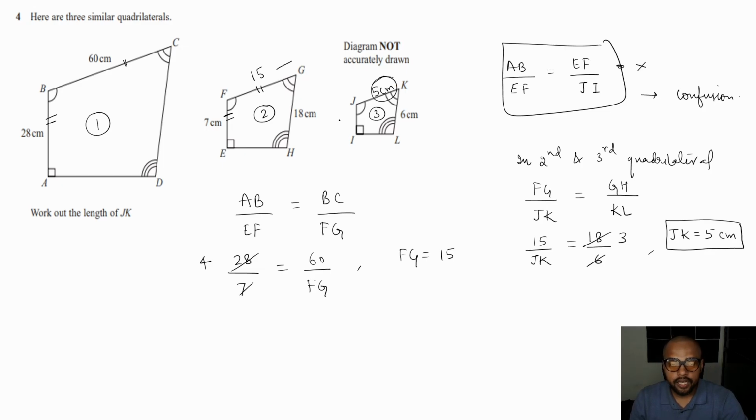If the two figures are similar in nature, it means that their sides will be proportional. So AB by EF will be equal to EF by JI. Similarly, BC by FG will be equal to FG by JK. This is also one of the methods, which I have not done, if I'm just taking two quadrilaterals whose sides are proportional in nature. For the first and second quadrilateral, this is what we have applied.